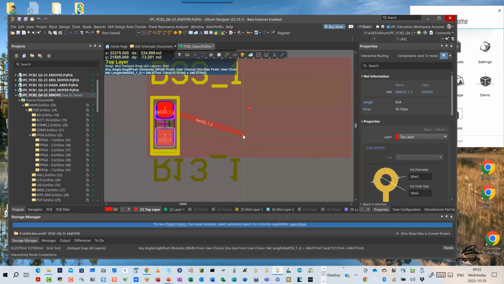This option here called any angle, which is I can now go in any direction I want, or finally back to my standard 45-degree angle. I prefer the 45-degree angle, so that's what I'm going to use.